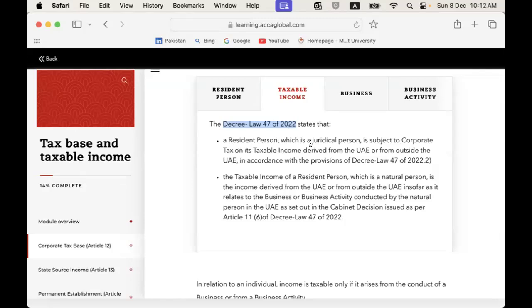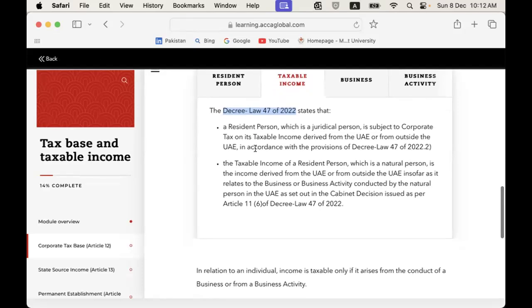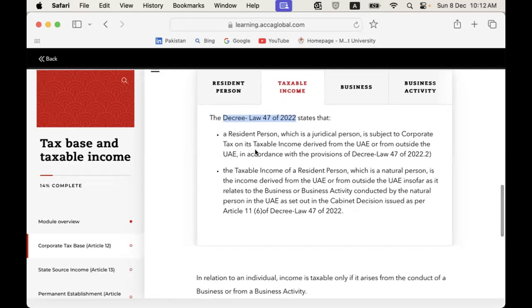It states that a resident person, which is a juridical person, legal entity, is subject to corporate tax on its taxable income derived from the UAE or from outside the UAE. So basically, worldwide income. Just as a memory hook, for any company that is set up in UAE, the entire global income of that entity will be taxed in UAE. It doesn't matter where that income is coming from or where the income was earned.